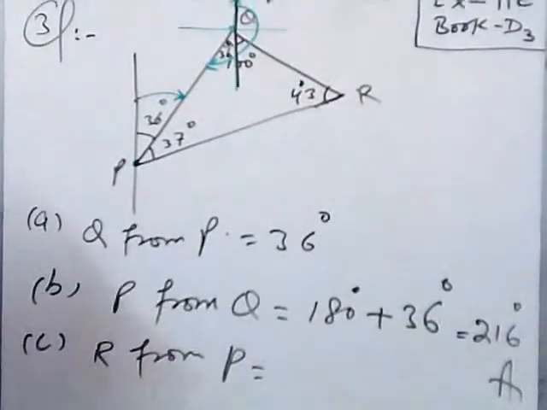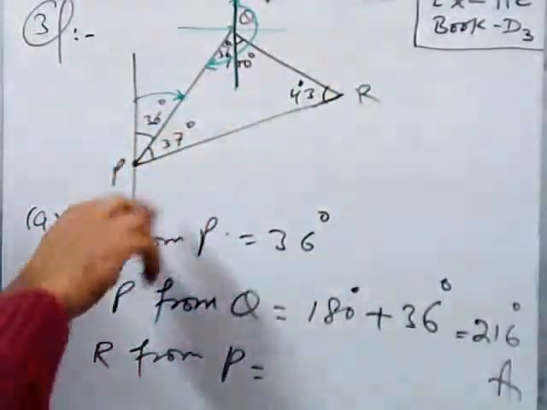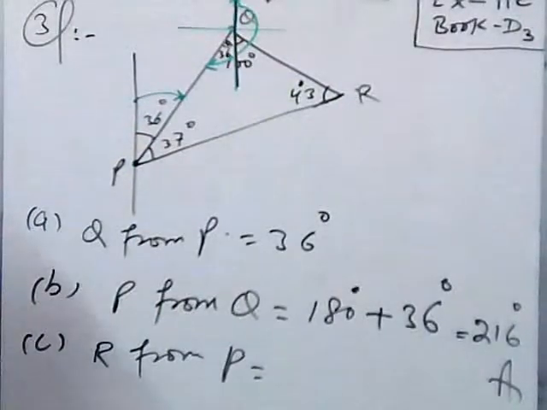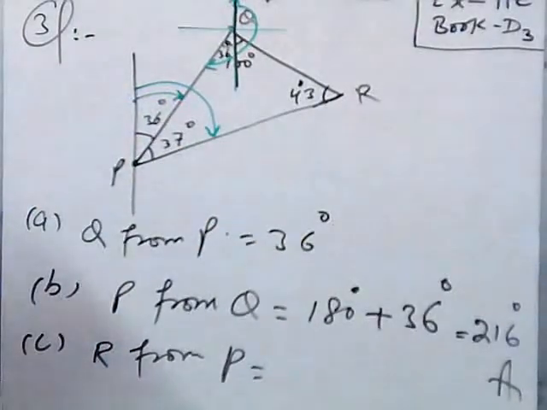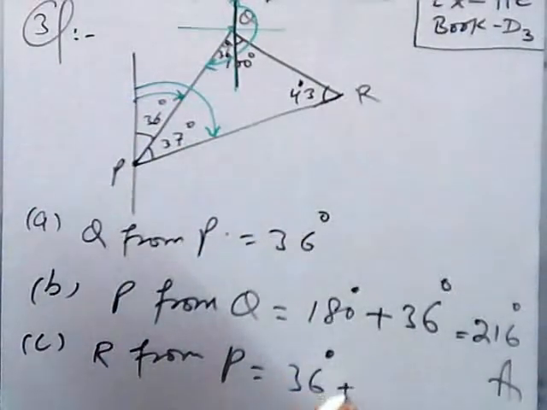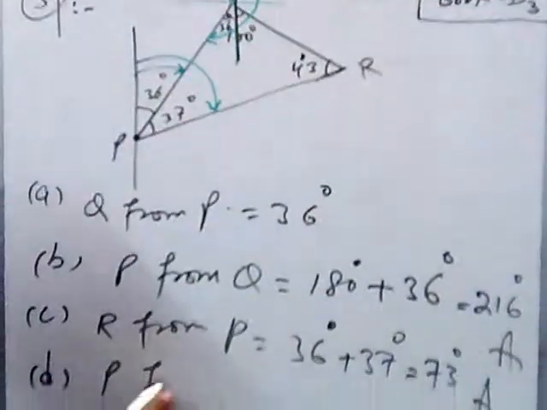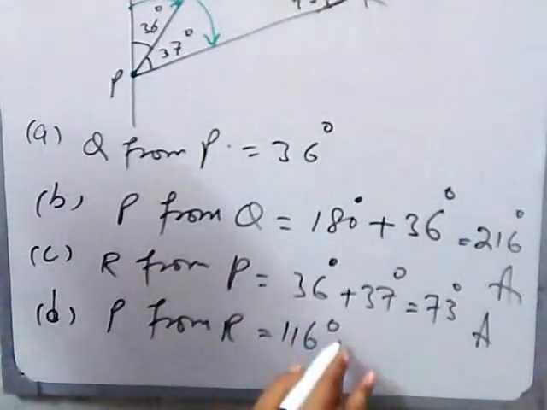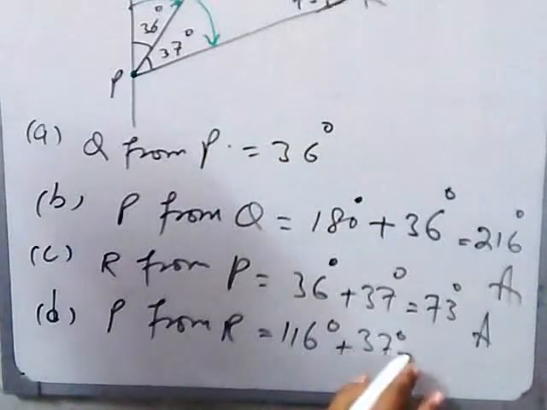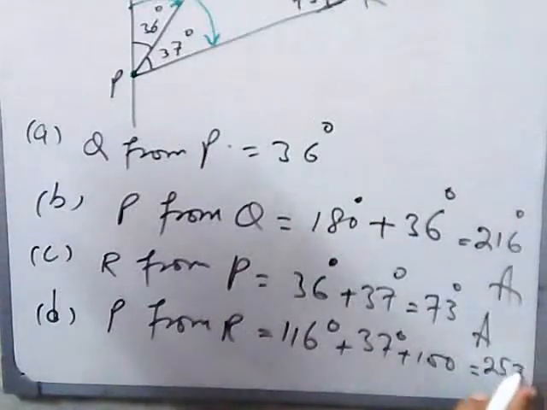Similarly, in part C, R from P. Once again, P to R is very simple. Turn up to this. So that is equal to 36 degree plus 37 degree, it is equal to 73 degree. Similarly, the portion P from R is equal to 116 degree plus 37 degree plus 100 degree, and this is equal to 253 degree.